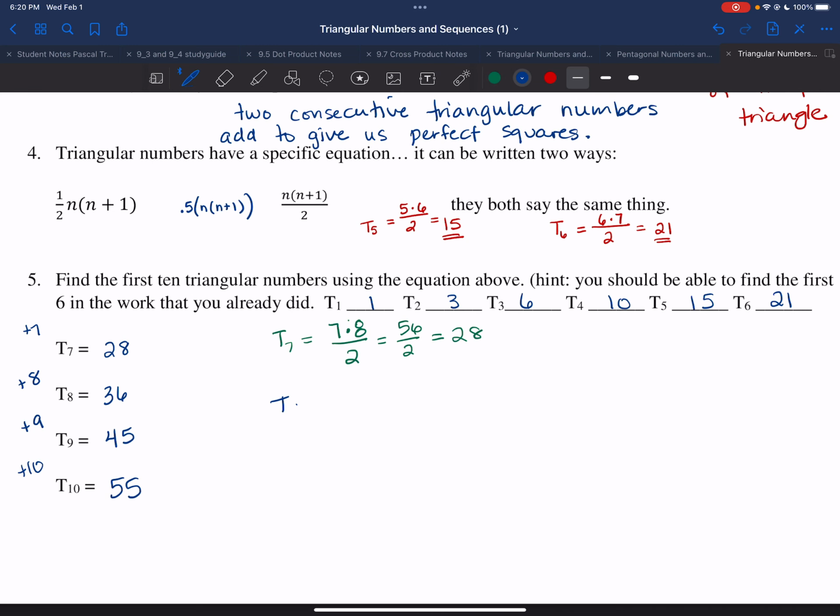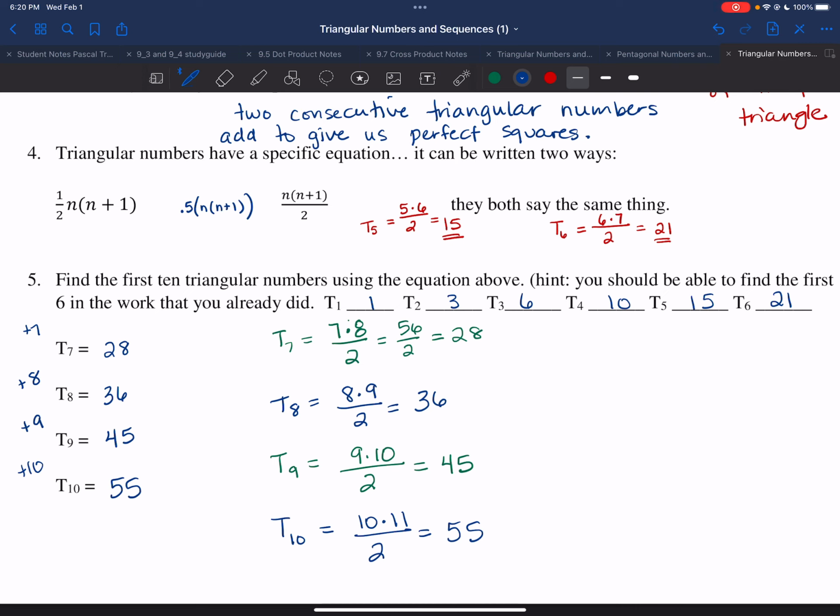T8 is 8 times 9, which is 72 over 2. And half of 72 is going to be 36. T9, that would be 9 times 10, which gives us 90, divided by 2. 90 divided by 2 is 45. And finally, T10 is equal to 10 times 11 divided by 2. That would be 110 divided by 2, which gives us the value of 55. So every single one of these check out.